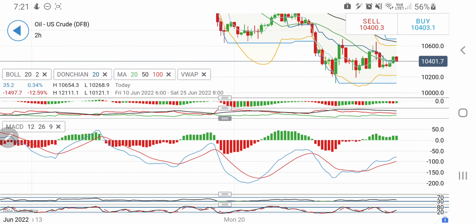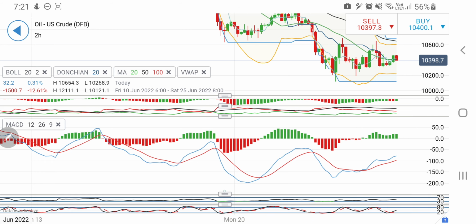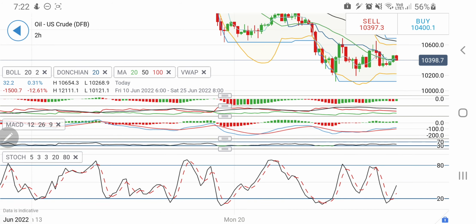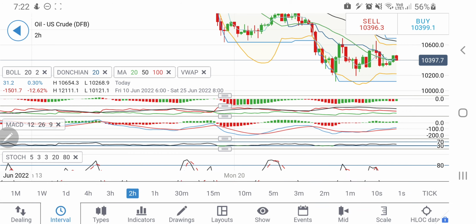Directional movement is bearish. The MACD is the only thing which is bullish right now. It is trading in the greener side of it. RSI trading flat, now looking downwards. Stochastic is looking to bounce back on the 2-hour charts.